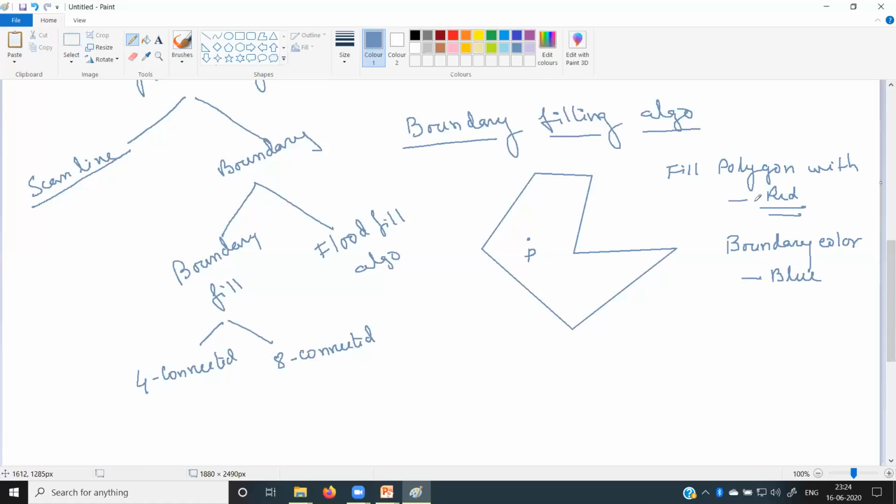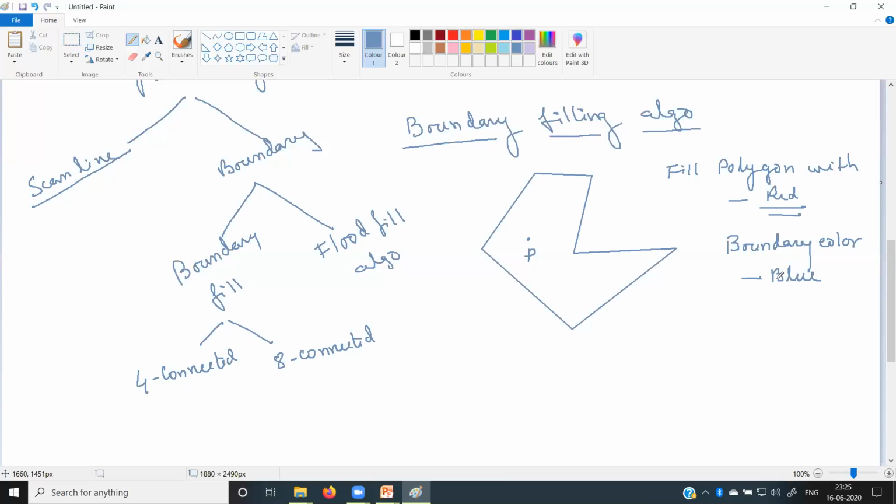Clear? Two things are there. I want to fill the polygon with red color and my boundary color is blue. This is my background color, white. So what will the point P do? It will check what its color is, whether my color is red or my color is blue. If the color of the point P is red, that means that particular pixel is already colored by the filling color. And if the color of the point P is blue, that means it belongs to the boundary, so it should not be colored by red.